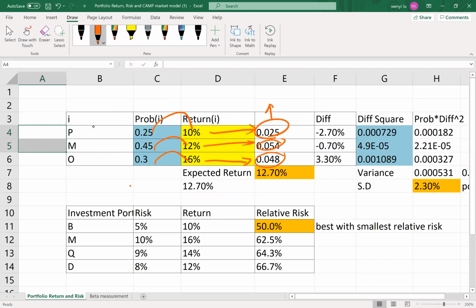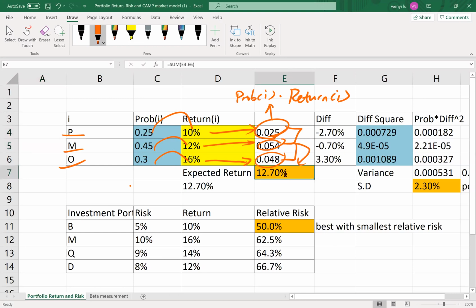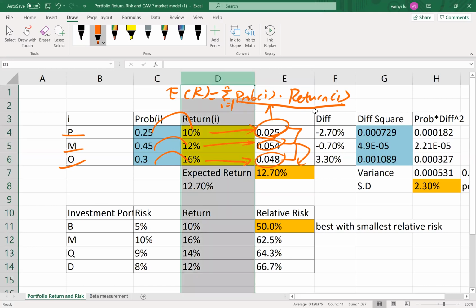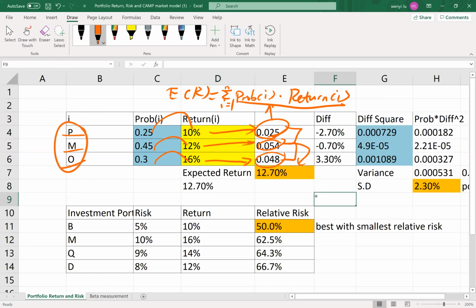This column is solved using the probability times the return. After you solve this product for each scenario, you add them up. If you add these three numbers up, it will be 12.7%. That's how we solve the expected return. Our formula is this one: the expected return equals the summation of probability times return, based on how many possible events you have. If we have three events, it goes from 1 to 3, so you're adding three outcomes up.